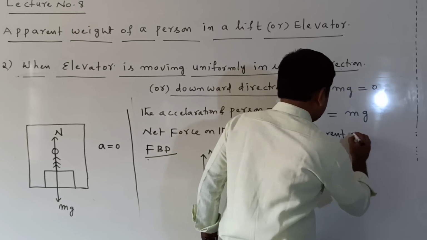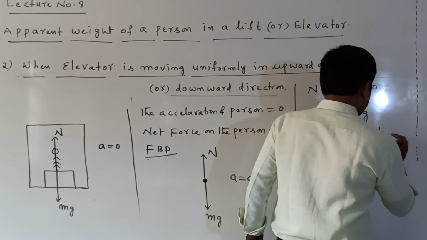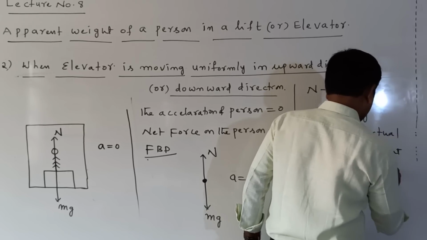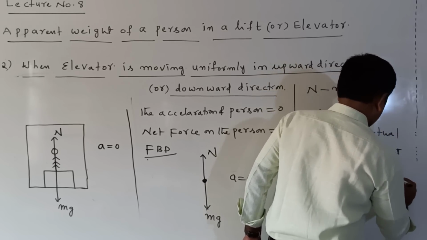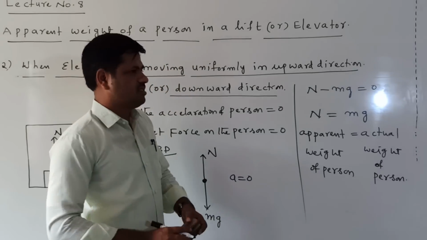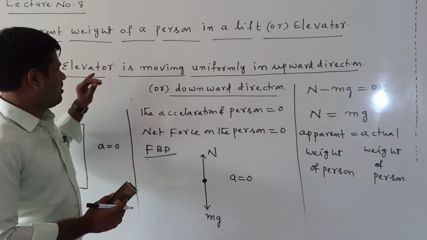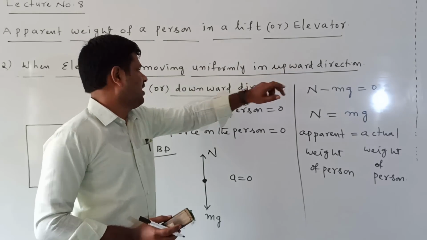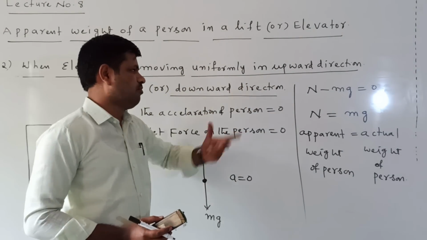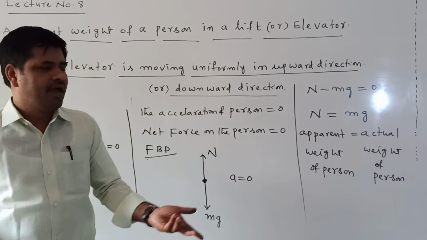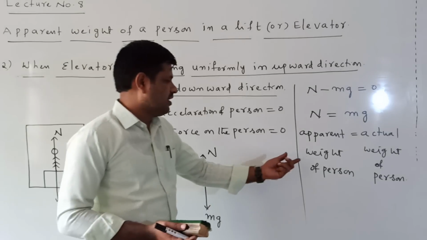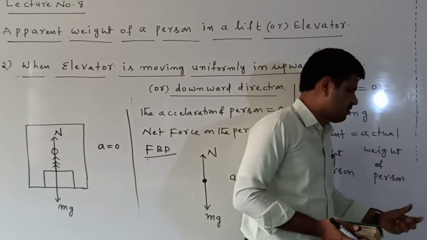Apparent weight of person is equal to actual weight of person. This is the second condition. When the elevator is moving uniformly in the upward or downward direction, in both cases acceleration is 0. Acceleration 0 means net force is 0. Net force 0 means what are we getting here? Apparent weight of person is equal to actual weight of person.